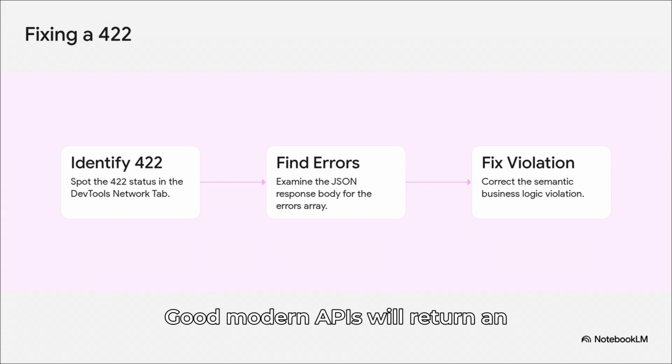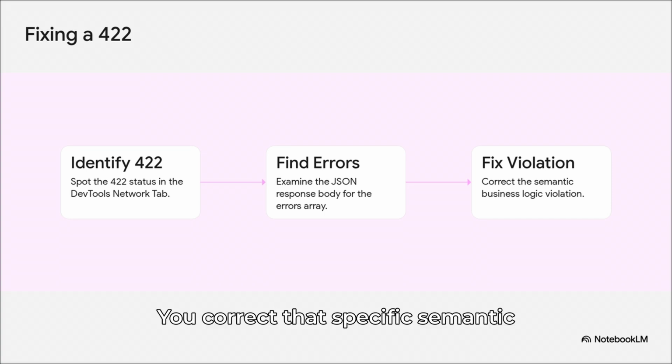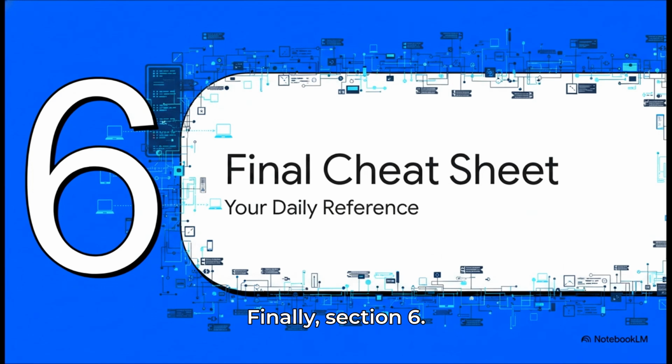Good modern APIs will return an errors array right there explaining exactly what business logic failed. Maybe it says, "email must be a valid format." Step 3, you correct that specific semantic violation in your payload, resubmit it, and boom, you get a 200 OK. Triage complete.